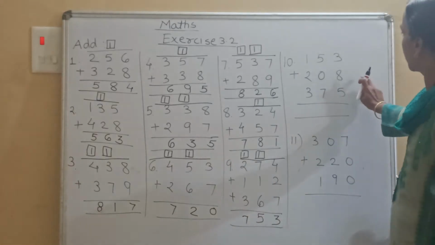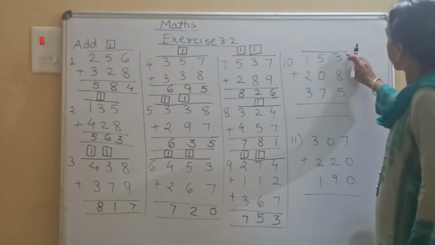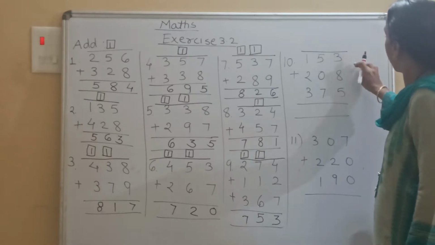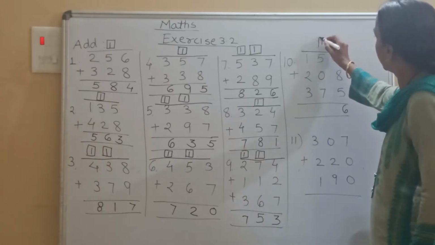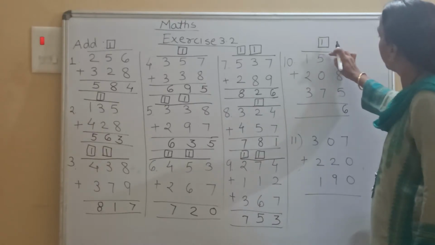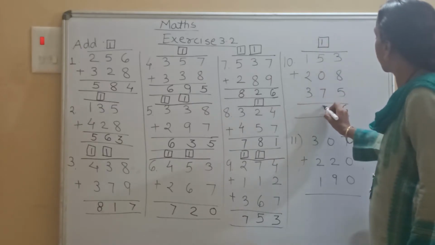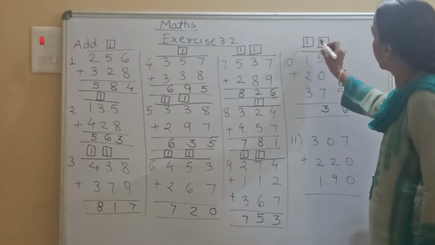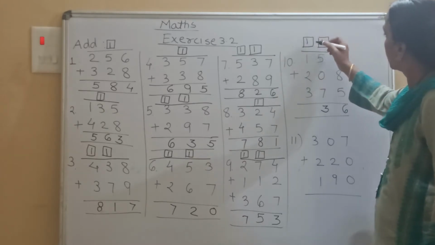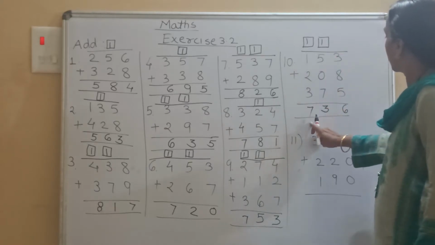753. Now see 10th example. 8 plus 3, 11. 11 plus 5, 16. Write down here 1. 1 is the carry. 5 plus 1, 6. 6 plus 7, 13. Write down here 3. Write down carry here 1. 1 plus 1, 2. 2 plus 2, 4. 4 plus 3, 7. So what is the answer?